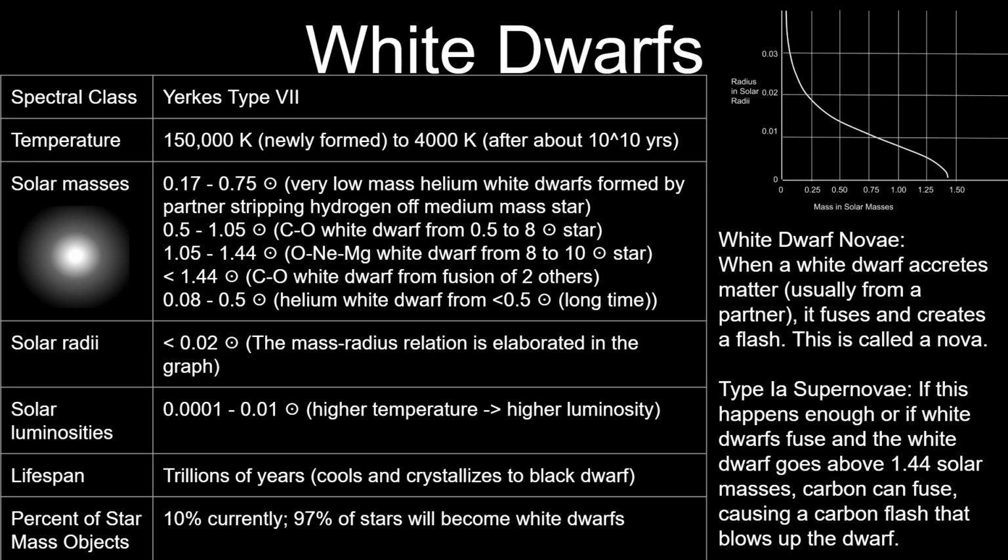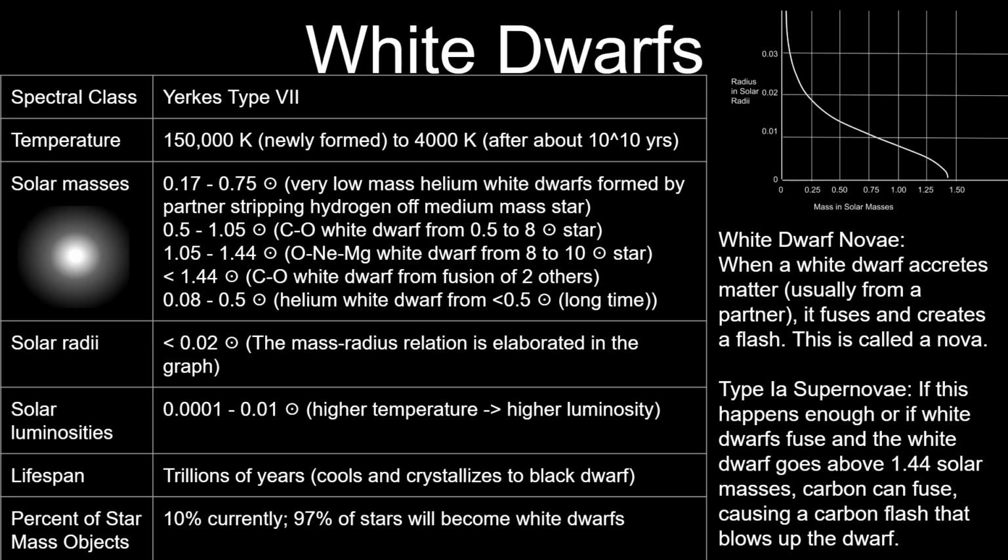A 0.5 to 1.05 solar mass white dwarf can be a carbon-oxygen white dwarf from a 0.5 to 8 solar mass star. A 1.05 to 1.44 solar mass white dwarf can be an oxygen-neon-magnesium white dwarf from an 8 to 10 solar mass star.